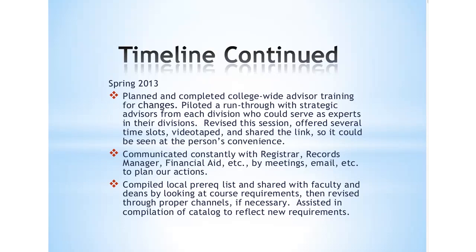Then we also looked at what courses we needed to have in the catalog to reflect those requirements. And again, like Caldwell, we had to get those ready for the January, February date in the catalog. So that included the courses, and it also included the degree requirements that we had to look at. We were doing all those same things.